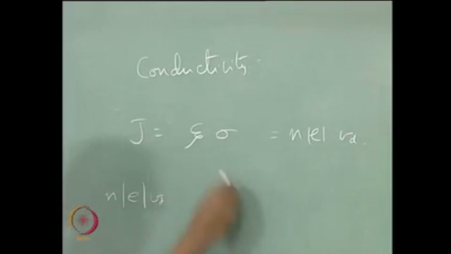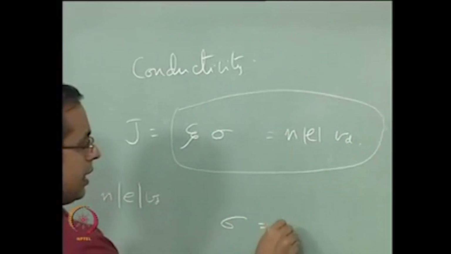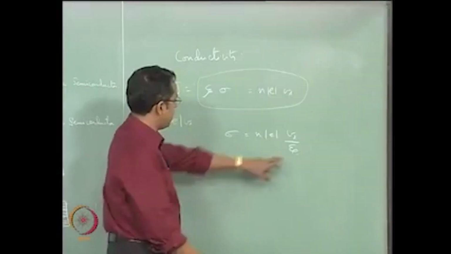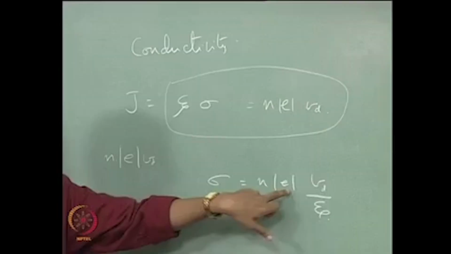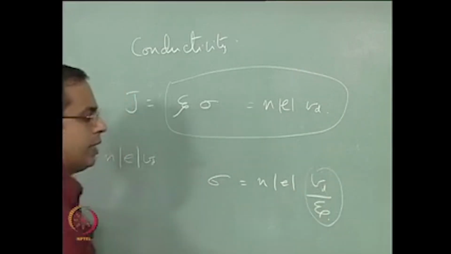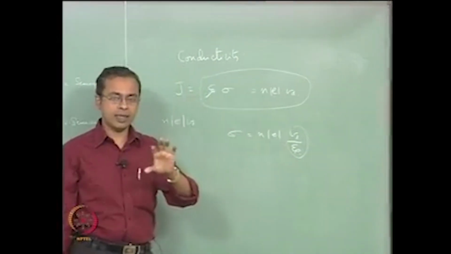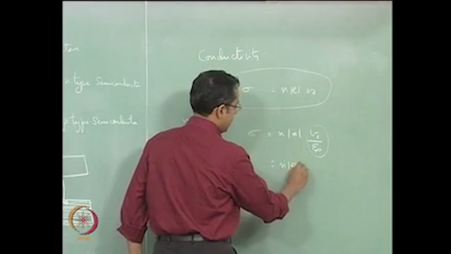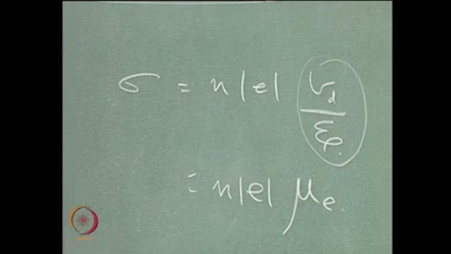or rearranging, if you just take this second part of the equation, sigma equals N E v_d by the field. So this is the field, this is the conductivity, this is the number density of the charge carriers, this is the charge on the charge carrier, and this is the drift velocity of the charge carrier. If you look at this term here, it is the mobility of the charge carrier. We define this as the mobility. It is the velocity attained by the charge carrier per unit driving field that exists there. So this is simply N E mu, and mu is the symbol used for the mobility of the charge carrier.